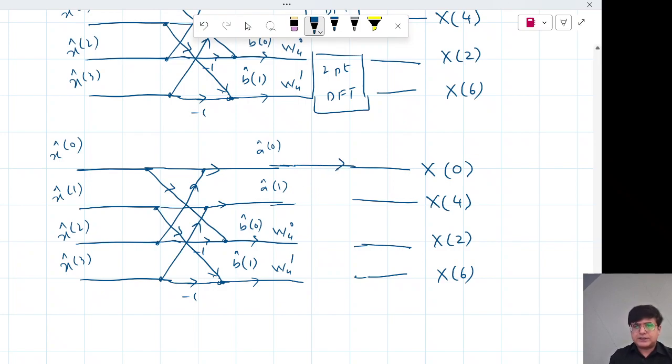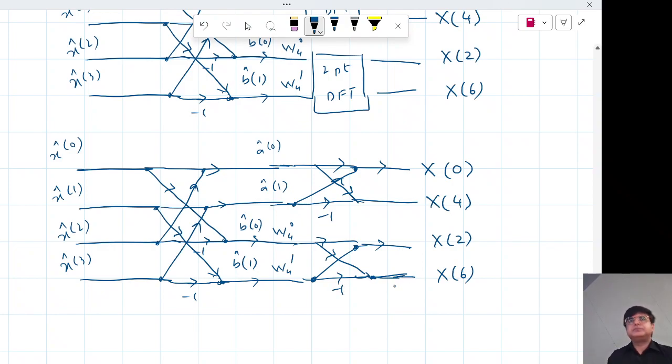I can just add these two together, and then I can just subtract this one from this one. Similarly, I can add these two together, and then I can subtract this one from the top one. Clear?